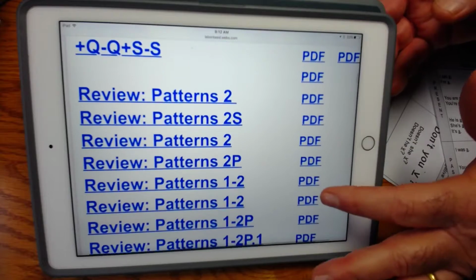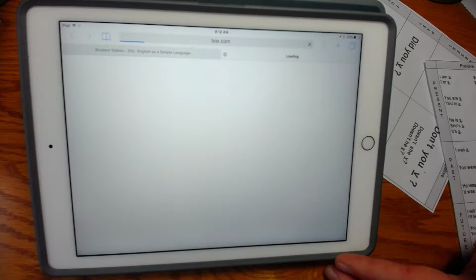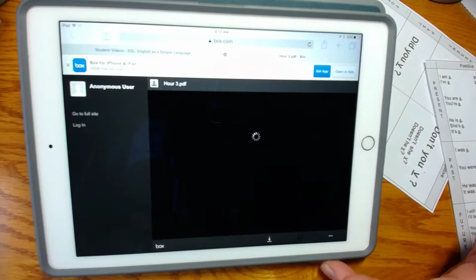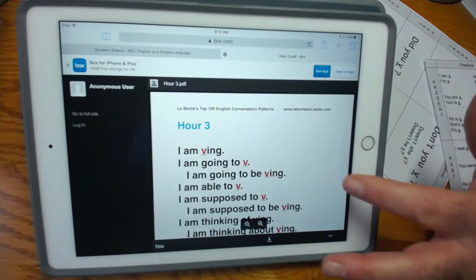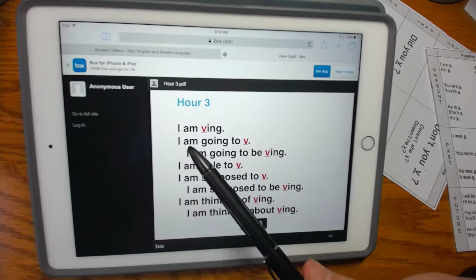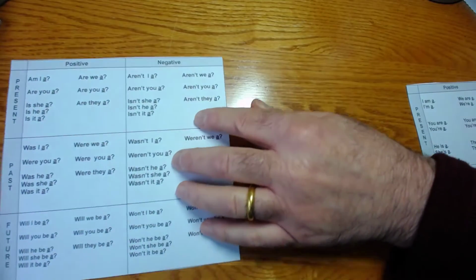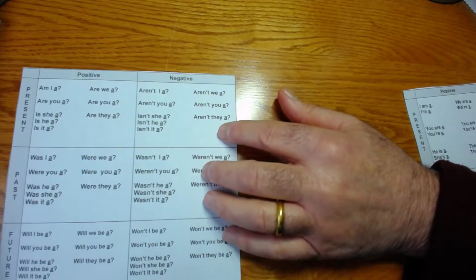So now we go to hour 3. In hour 3, we study 5 patterns. It should come up here. These are the 5 patterns. We'll go through each individually. As you see, they all use a form of to be. I have printed this out from the PDFs that I just told you about.